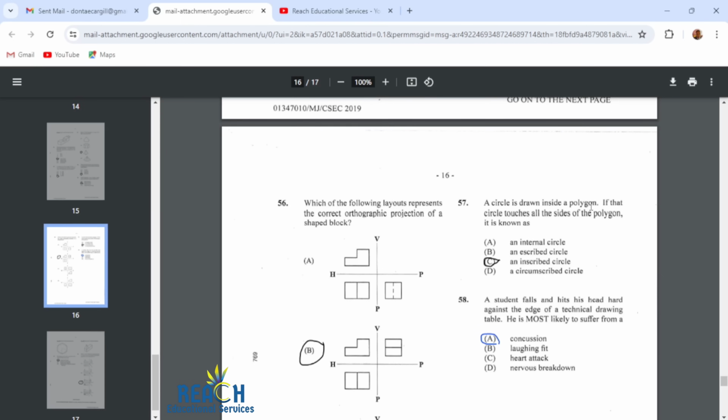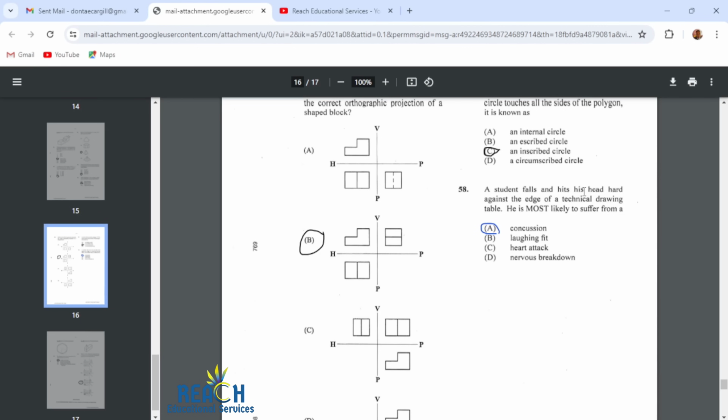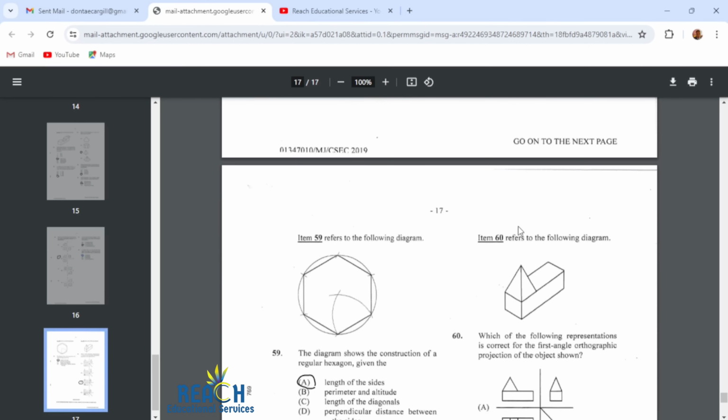So we move on now to item 57. A circle is drawn inside a polygon. If that circle touches all the sides of the polygon, it is known as an inscribed circle because it's on the inside. 58. A student who falls and hits his head hard against the edge of a technical drawing table is most likely to suffer a concussion. Be safe in the workshop.